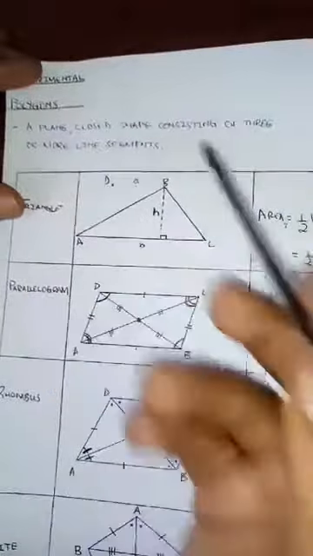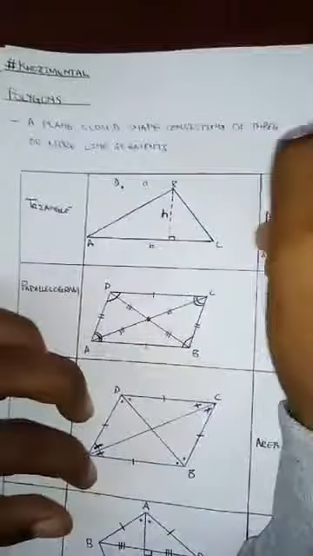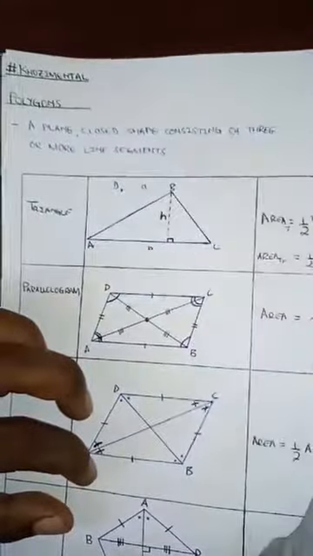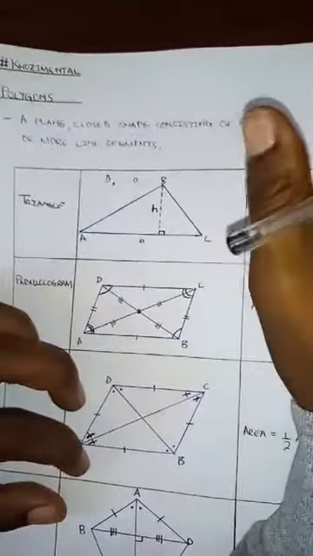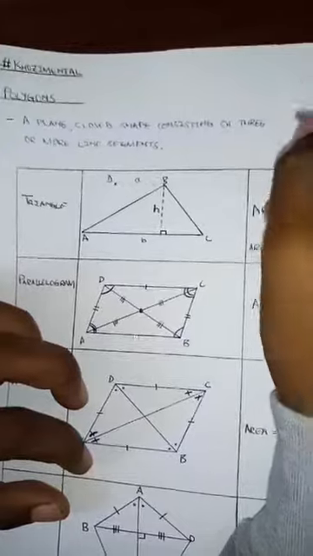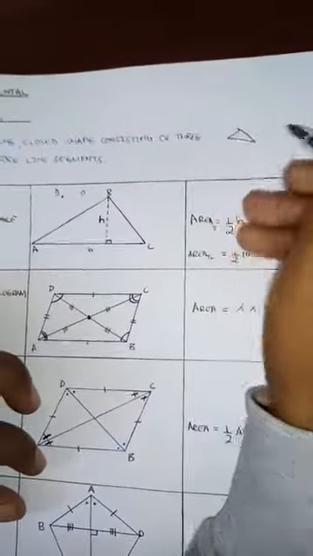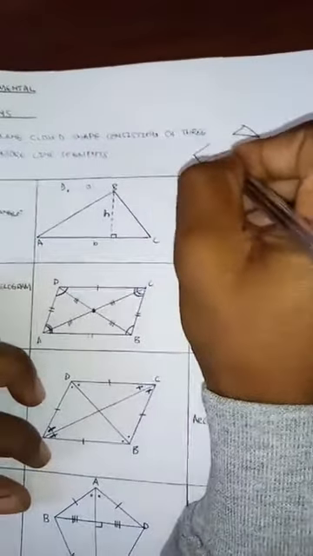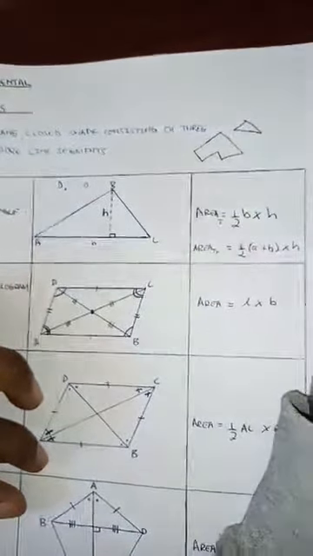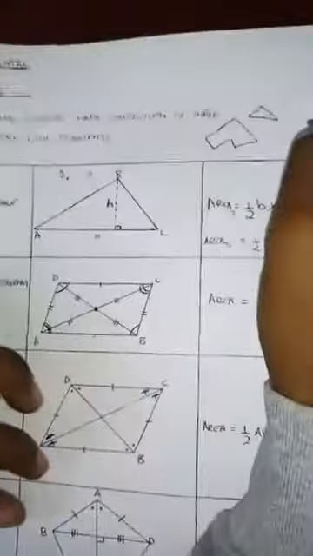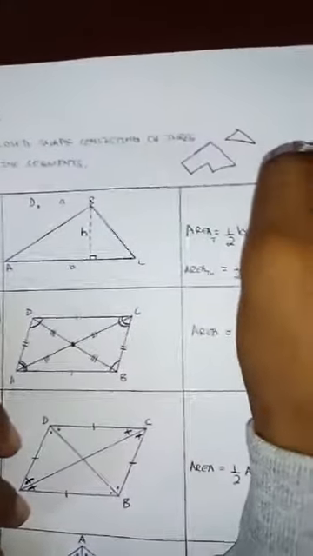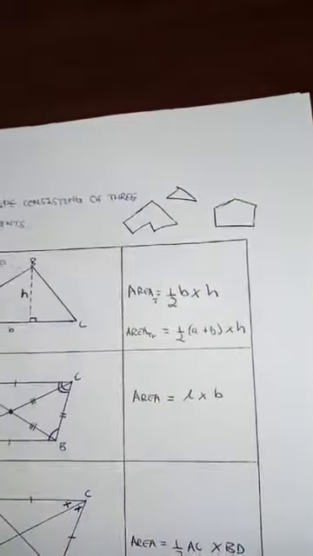And what's a polygon? A polygon is a plane closed shape consisting of three or more line segments. So the shape must be plane, but it must consist of three or more line segments. So of course, a triangle is a polygon because it has three or more line segments, and that sort of shape is also a polygon because it has three or more, and that is also a polygon. So it must just have three or more sides, right?